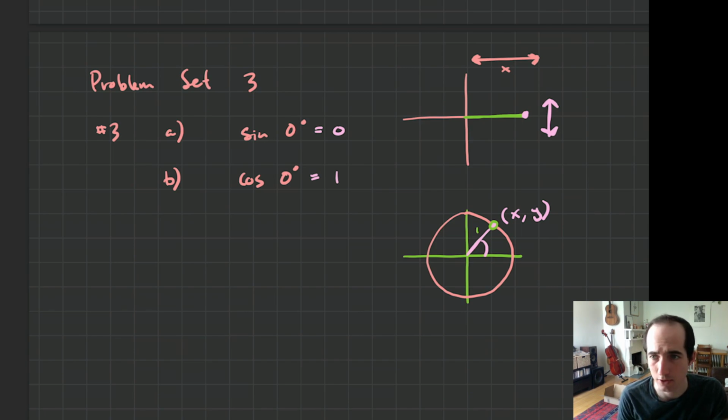You just think about it in terms of a unit circle, and there are some key values that you learn about. But I didn't teach you those key values. So those are the first ones: sine of 0 is 0, cosine of 0 is 1.